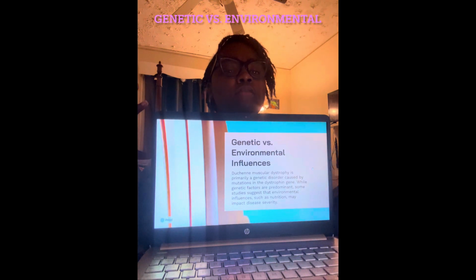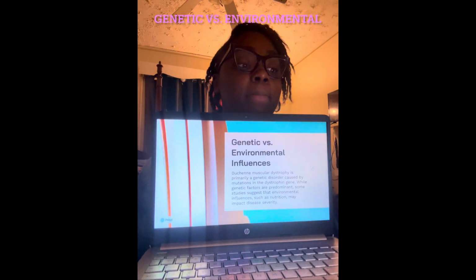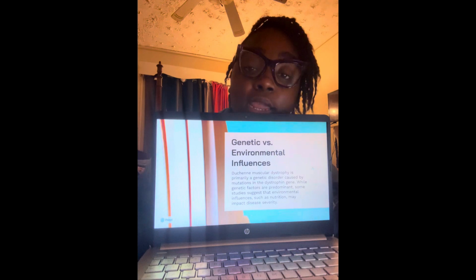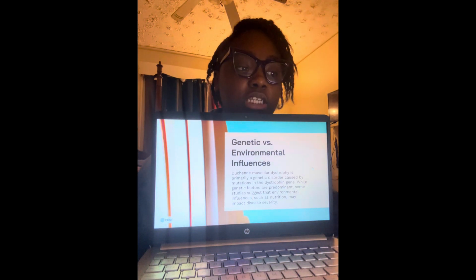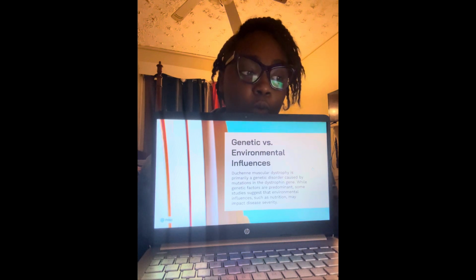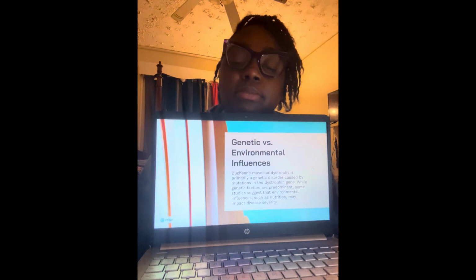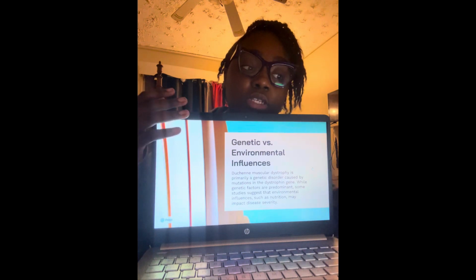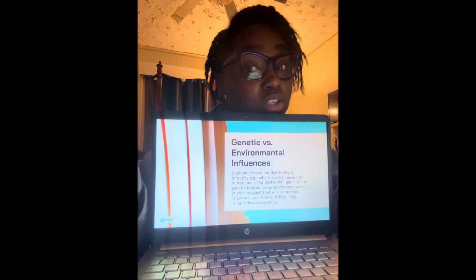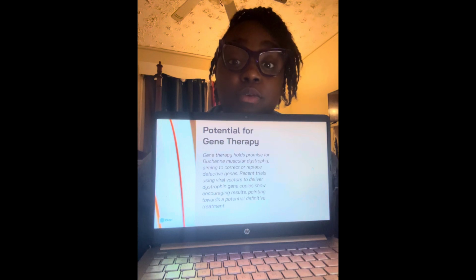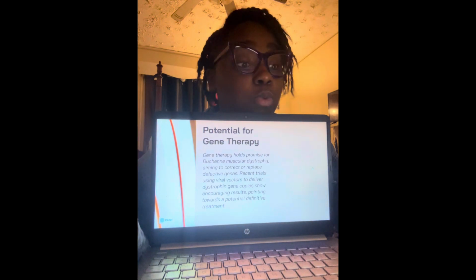Genetic versus environmental influences. Duchenne muscular dystrophy is primarily a genetic disorder caused by mutations in the dystrophin gene. While genetic factors are predominant, some studies suggest that environmental influences such as nutrition may impact the disease severity. So be careful with what you eat because it really does affect you. You are what you eat.